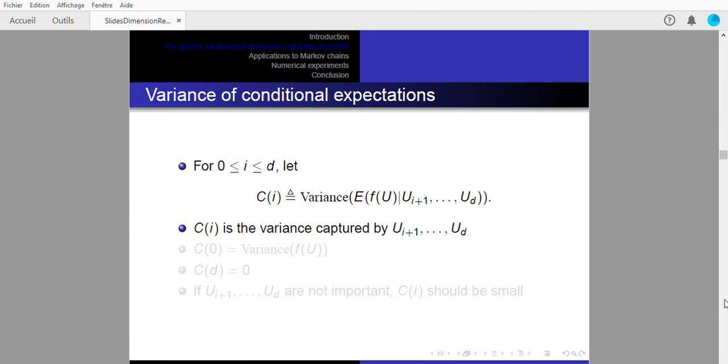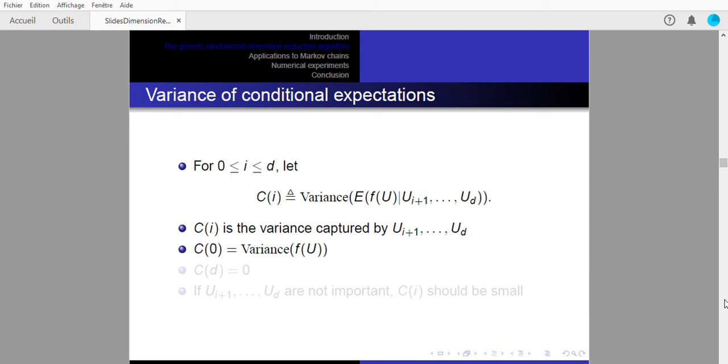Okay, so now let us analyze the variance of Fn. First we need to introduce C_i. C_i is a quantity that measures the importance of the variables u_{i+1} up to u_d. Formally, where i varies between 0 and d, C_i is equal to the variance of the expected value of f of u conditional on u_{i+1} up to u_d. So C_i is the variance captured by the last d minus i components of u.